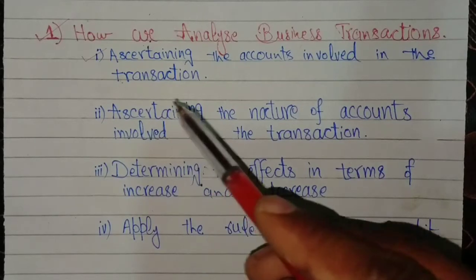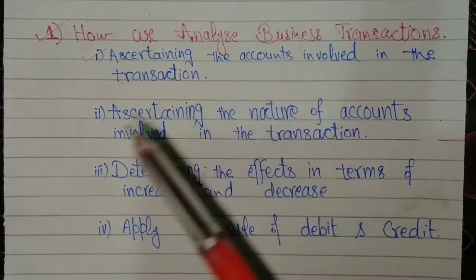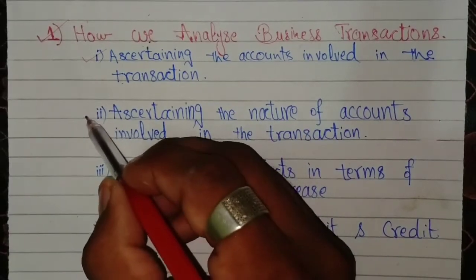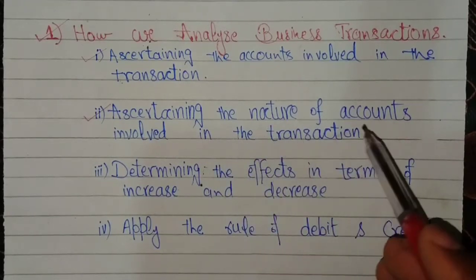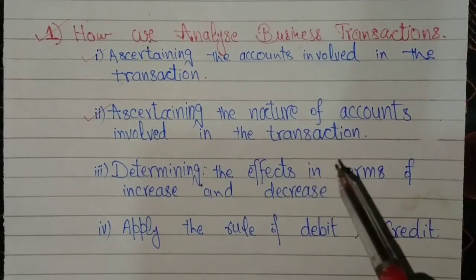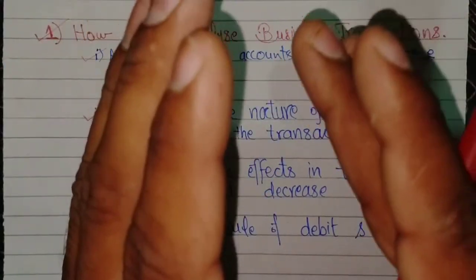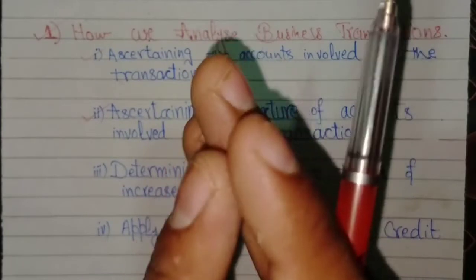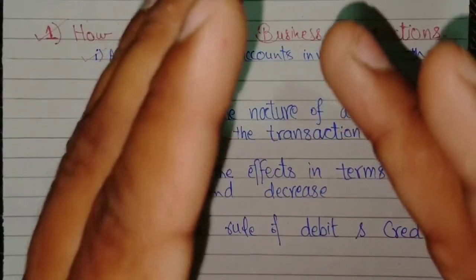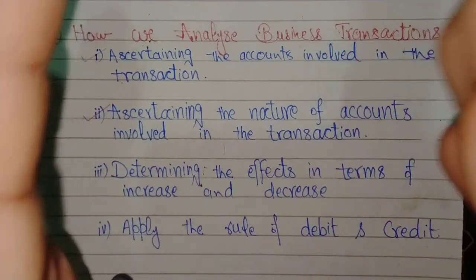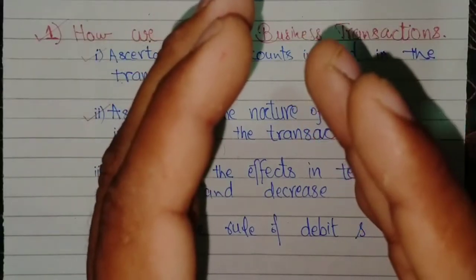After ascertaining the accounts involved in the transaction, now we are moving on to the second point, which is ascertaining the nature of accounts involved in the transactions. The second step of transaction analysis is to ascertain the nature of accounts found in step 1. In the above example, cash is an asset account and capital is an owner's equity or capital account.